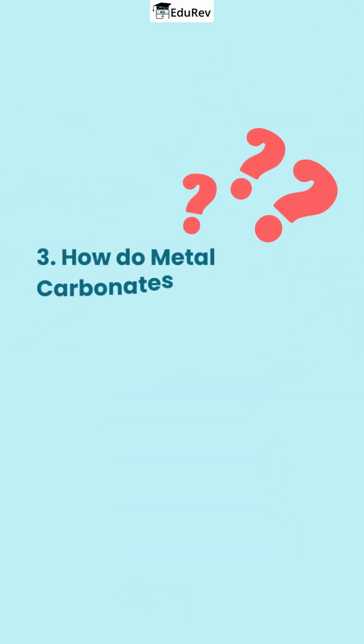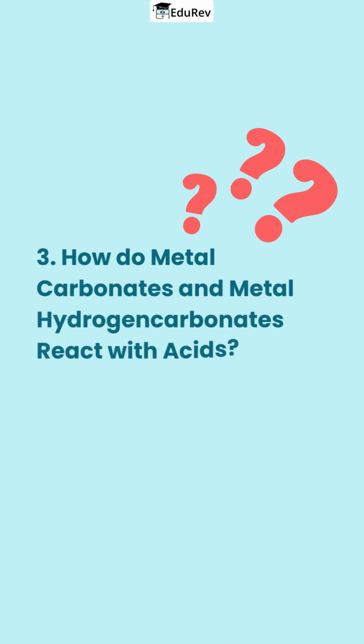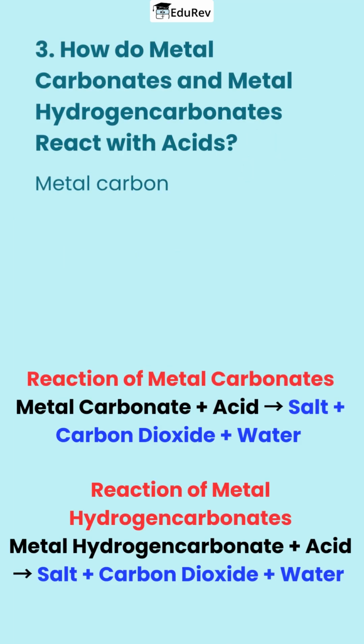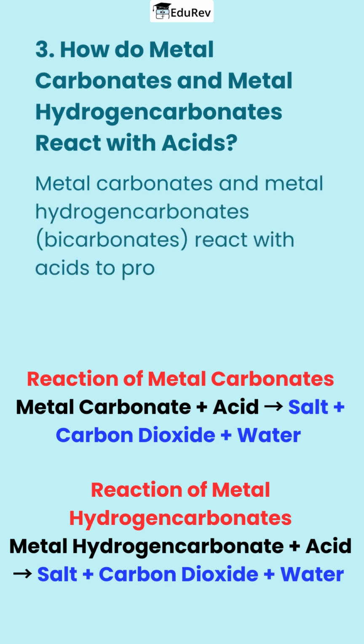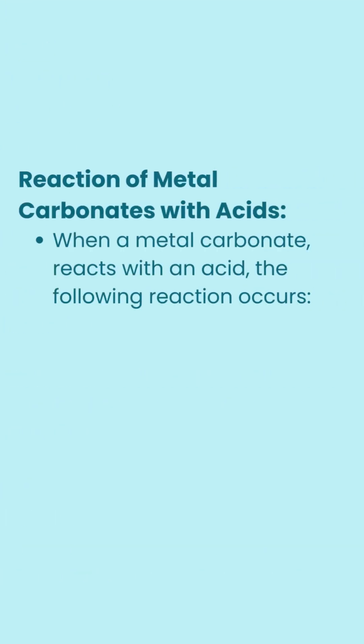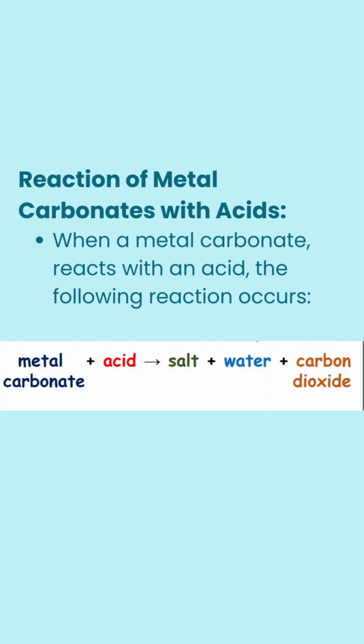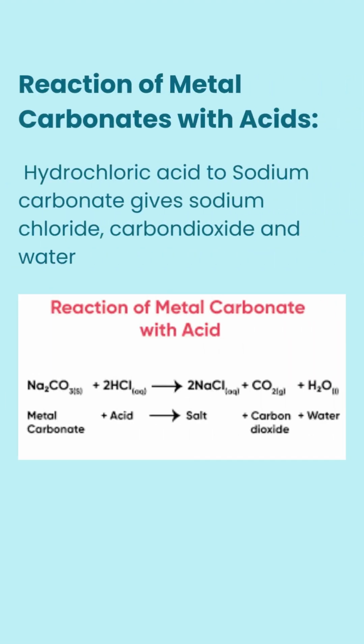How do metal carbonates and metal hydrogen carbonates react with acids? Metal carbonates and metal hydrogen carbonates, bicarbonates, react with acids to produce salts, carbon dioxide gas, and water. When a metal carbonate, such as calcium carbonate or sodium carbonate, reacts with an acid like hydrochloric acid, the following reaction occurs. Metal carbonate plus acid gives salt, carbon dioxide, and water. For example, if you react hydrochloric acid with sodium carbonate, the reaction produces sodium chloride, carbon dioxide, and water.